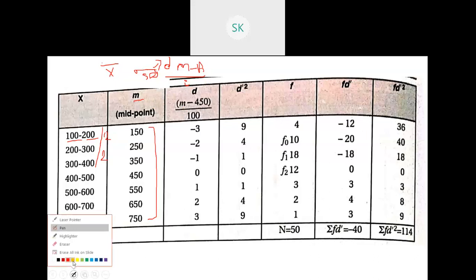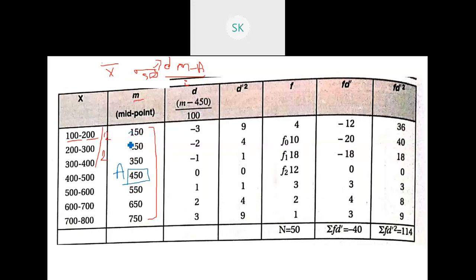Now in a continuous series, to find the assumed mean, you are supposed to consider a value from the midpoints. The midpoint, the central value, I am taking as the assumed mean. So the central value is 450. This is considered as the assumed mean here. So (m minus 450) divided by 100. How did I get 100? The difference between the midpoint values, or the class interval difference here, that is 100 to 200. So that will give you 100 as the common value.